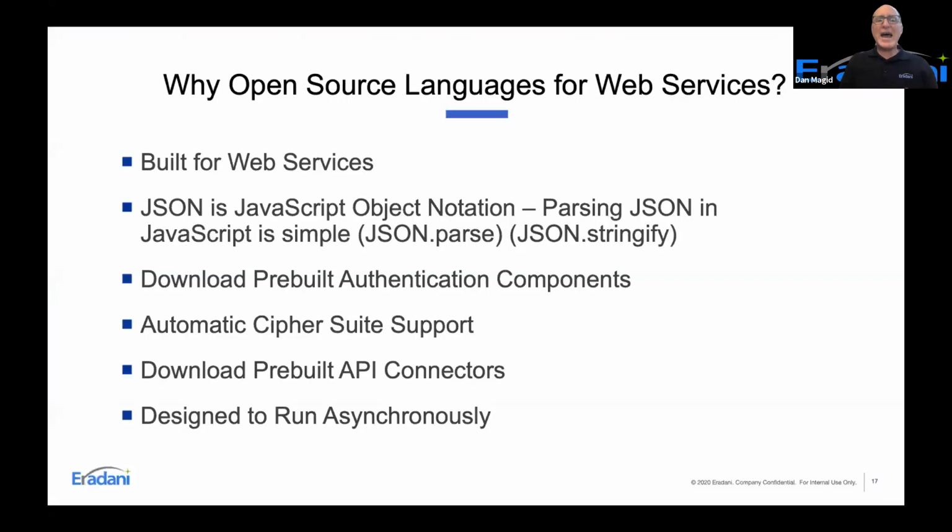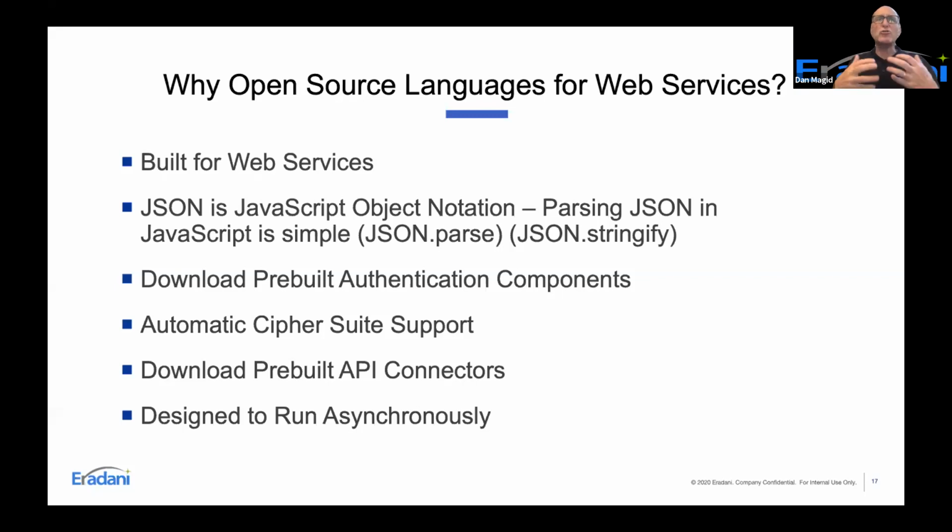And when you look at open source versus RPG, RPG is a fabulous language for doing transaction processing, for doing business processes. Open source languages are designed to do things like web services. They're built to do web services. They know how to deal with JSON. You know, JSON is JavaScript Object Notation. So obviously parsing JSON in JavaScript is really easy, but you have similar libraries for things like Python. So you can very easily parse that JSON.